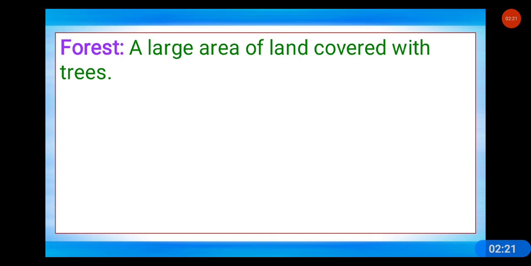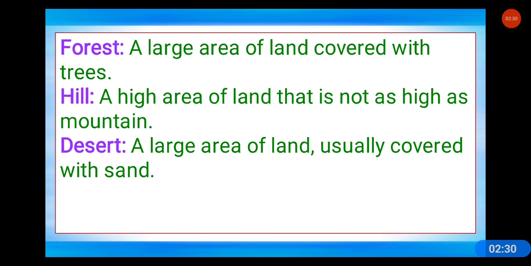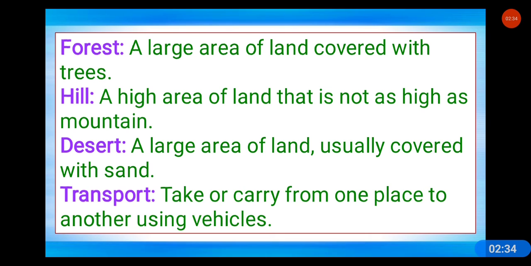Forest is a large area of land covered with trees. Hill, it is a high area of land that is not as high as a mountain. And desert is a large area of land usually covered with sand. Transport, it takes or carries us from one place to another. So we use a vehicle as transport.